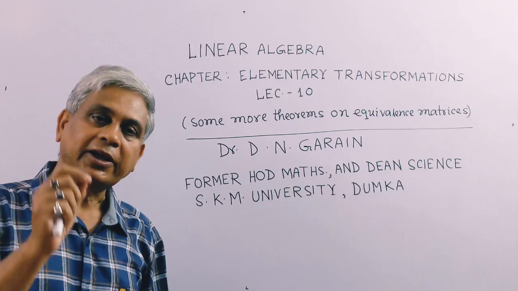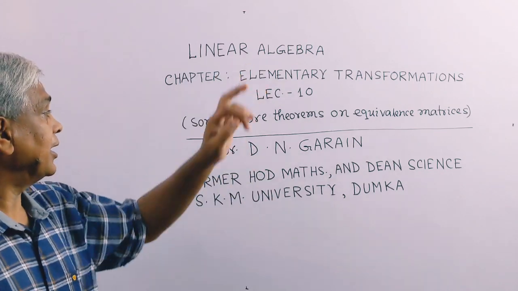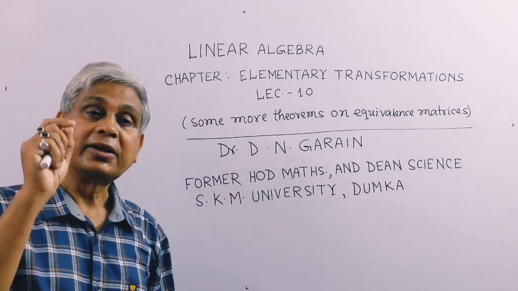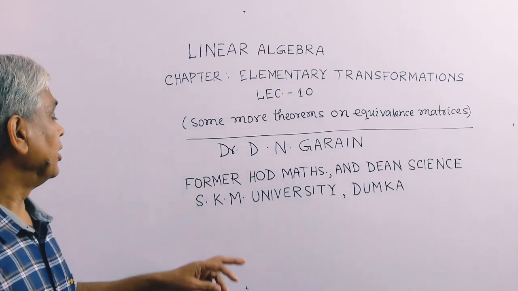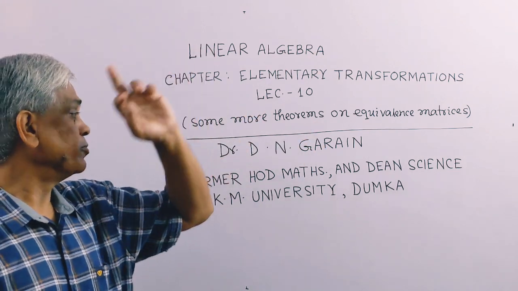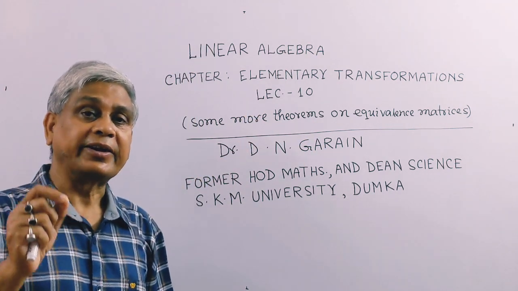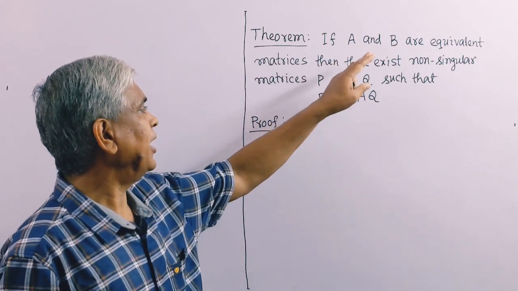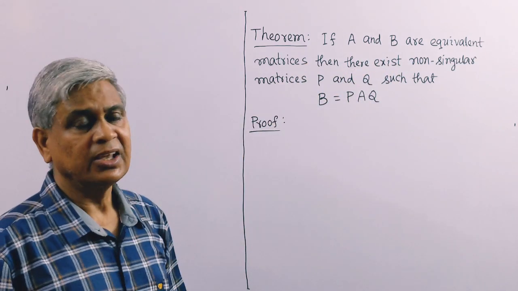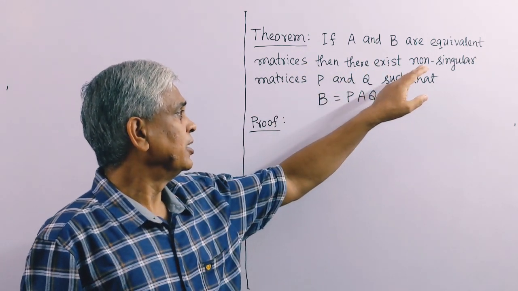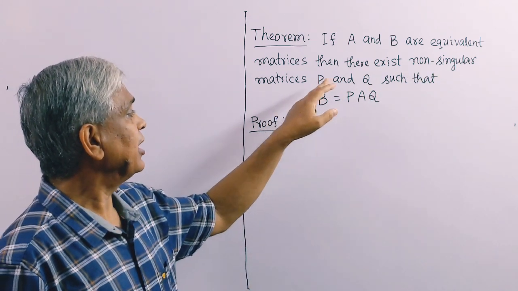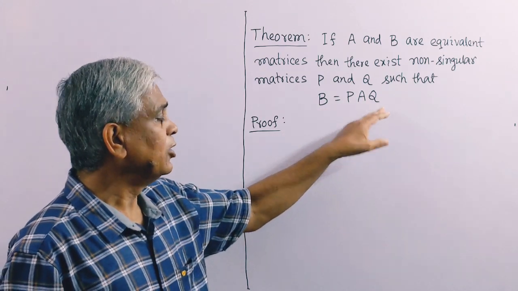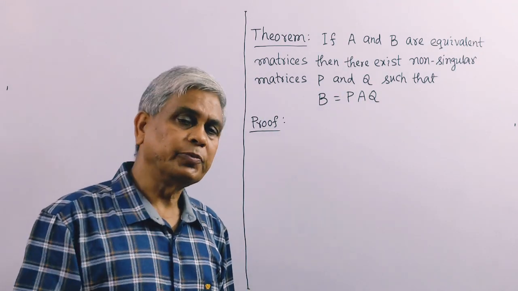Today, I will deliver a lecture on linear algebra, chapter elementary transformations, lecture number 10, in which I will prove some more theorems on equivalence matrices. Now we prove a theorem. The theorem is: if A and B are equivalent matrices, then there exist non-singular matrices P and Q such that B equals PAQ. Now we prove this.